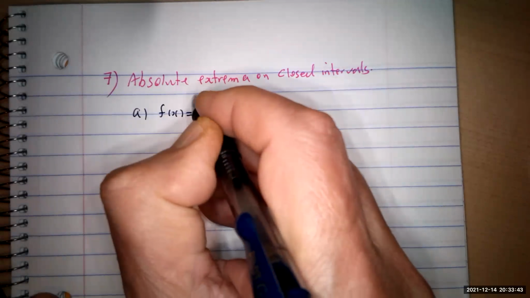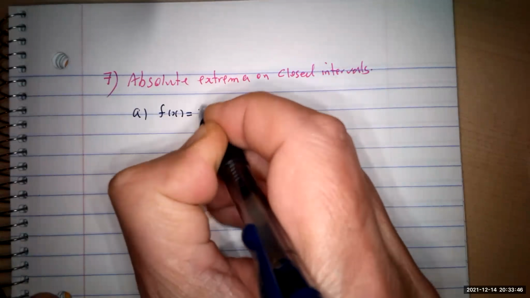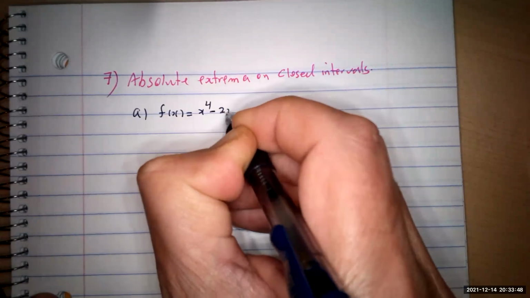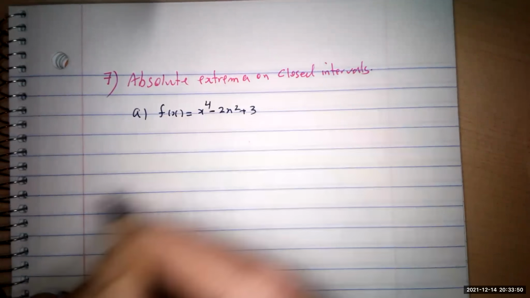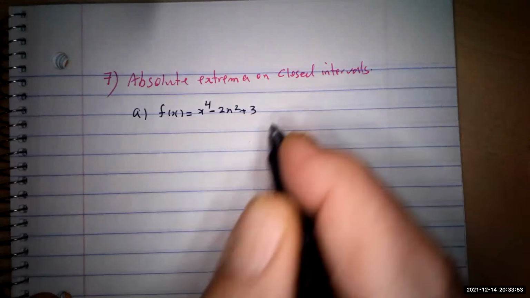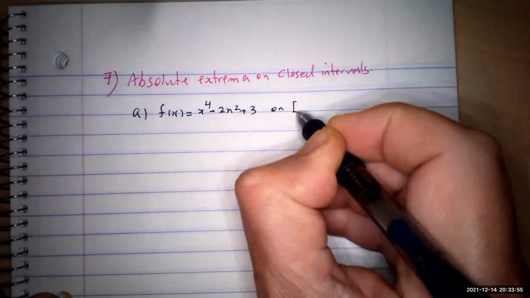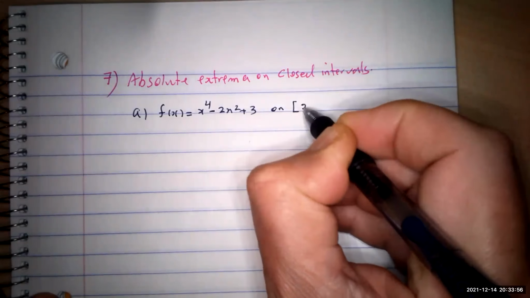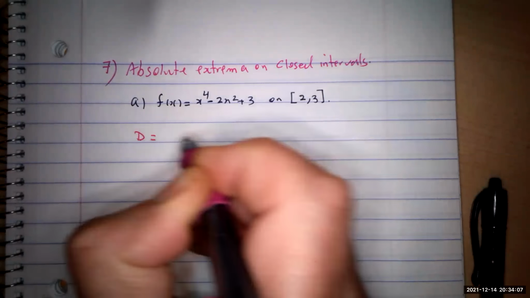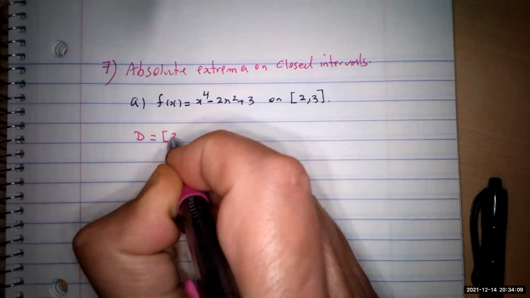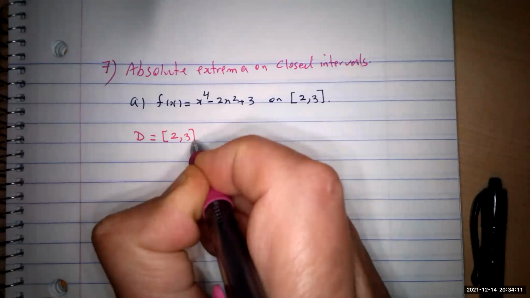f of x equal to x to the 4th minus 2x squared plus 3, and let's say on the interval 2 and 3. So for this problem, you start with the domain. The domain of this is going to be the given interval, and it's very crucial to make sure that you stay in this domain. So we have to find the critical values. We differentiate.